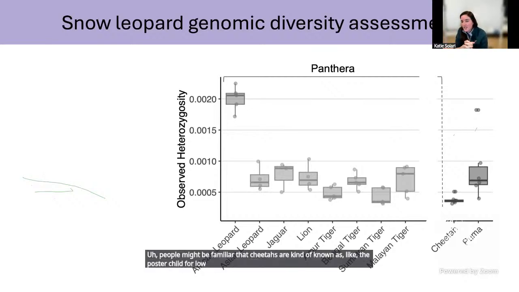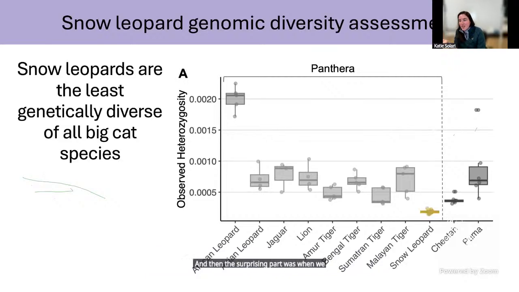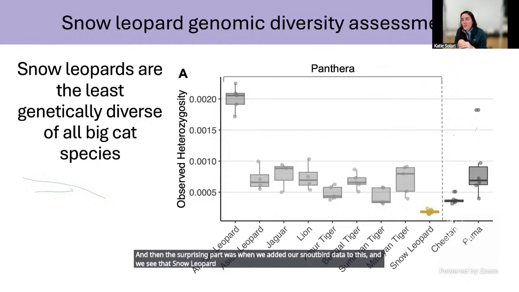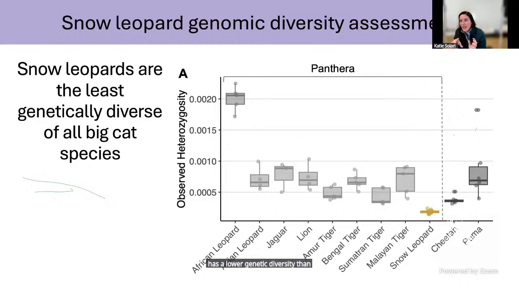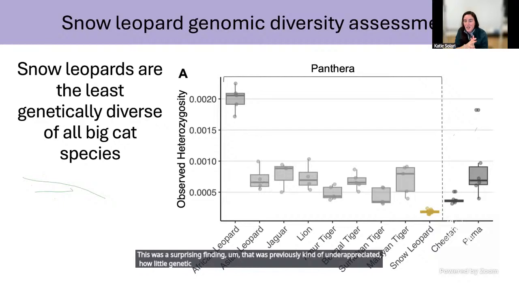And then the surprising part was when we added our snow leopard data to this, and we see that every single snow leopard sample that we have has a lower genetic diversity than any other big cat species. So this was a surprising finding that was previously underappreciated, how little genetic diversity snow leopards have.